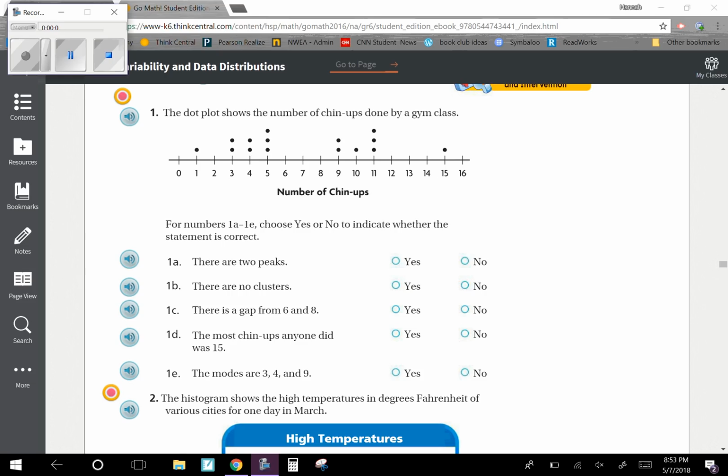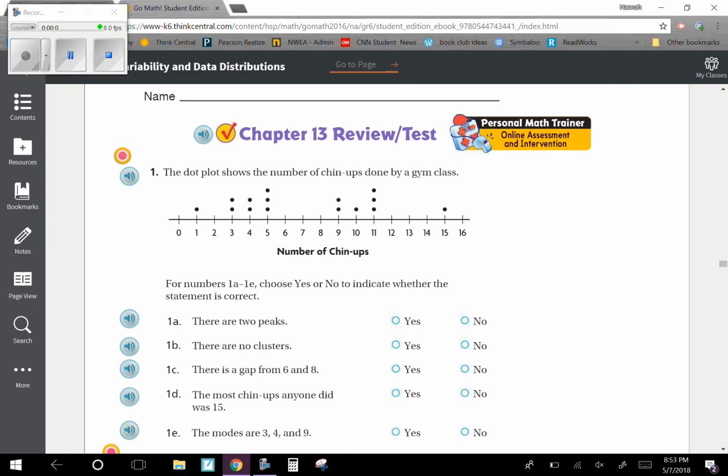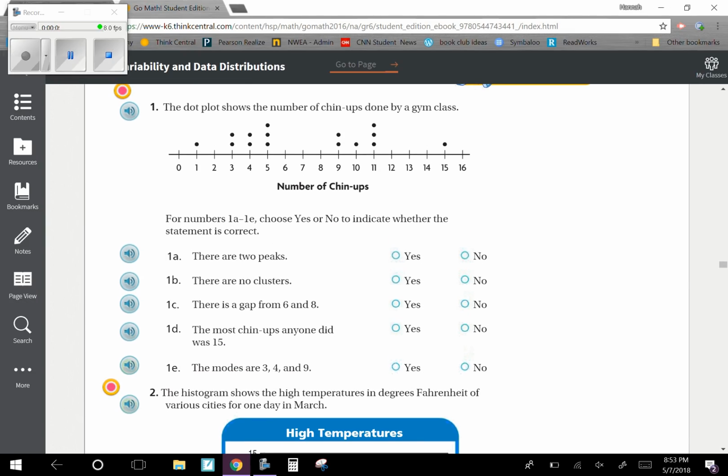Chapter 13, review test. Number 1 says the dot plot shows the number of chin-ups done by a gym class. So if we look at that dot plot, we're going to be able to answer A through E using that information. For numbers 1A through 1E, choose yes or no to indicate whether the statement is true.